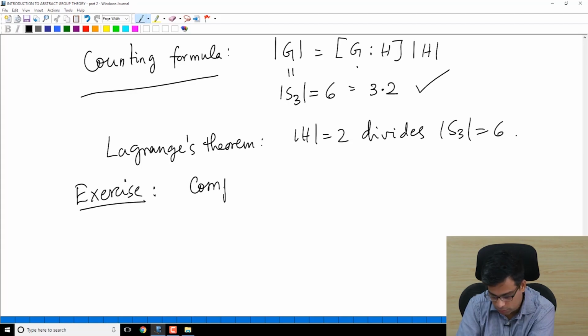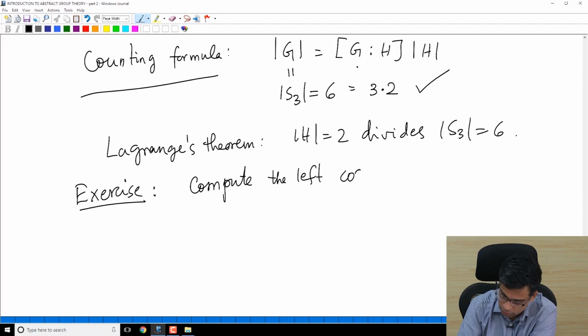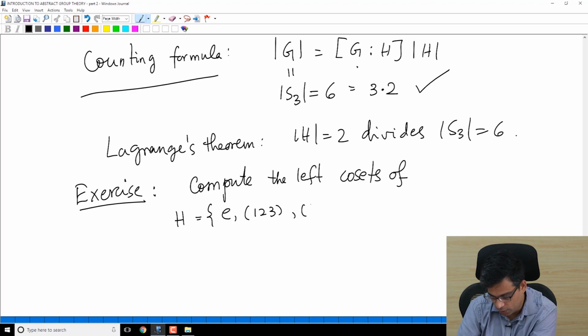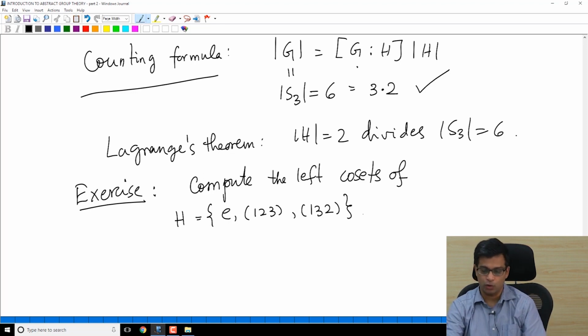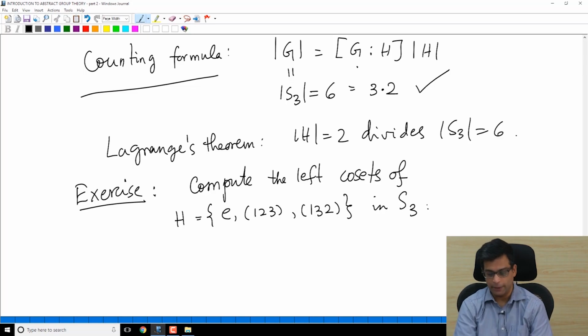Compute the left cosets of H. The new subgroup I take is H equals {E, (1 2 3), (1 3 2)}. So first of all, verify that this is a subgroup and compute its cosets in S3.